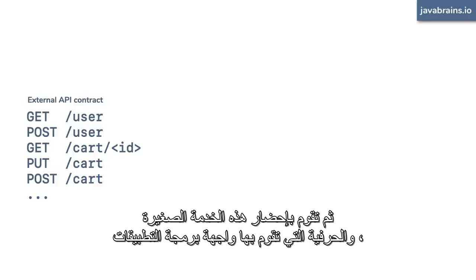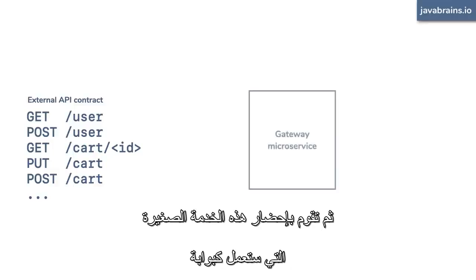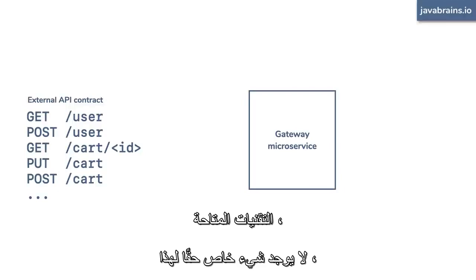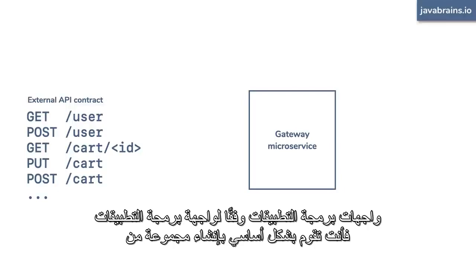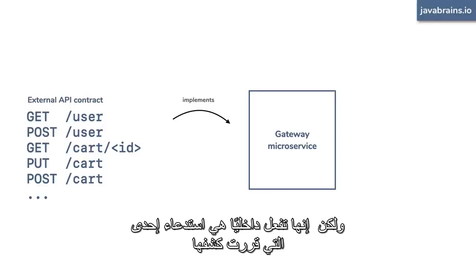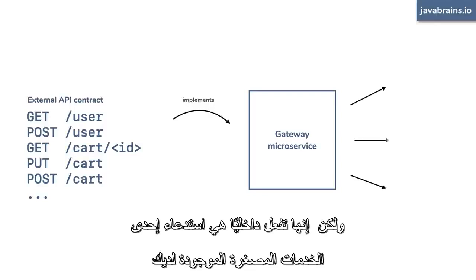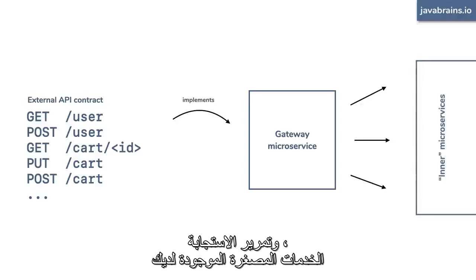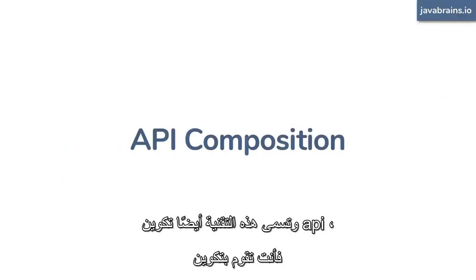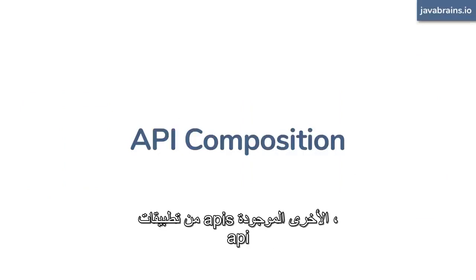Then you bring in this microservice that will act as a gateway. You can either write your own or use one of the available technologies. There's really nothing special to this. You're basically creating a bunch of APIs in accordance to this public API that you've decided to expose. But all it does internally is call one of your existing microservices and pass along the response. This technique is also called API composition, right? You're composing an API out of other existing APIs.